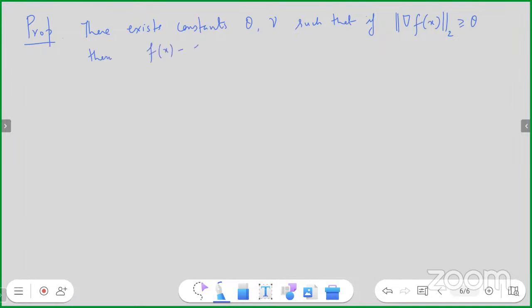So let's call it proposition. There exist constants theta, gamma such that if the gradient norm is at most theta, then f of x k is greater than or equal to... So that's the first phase.